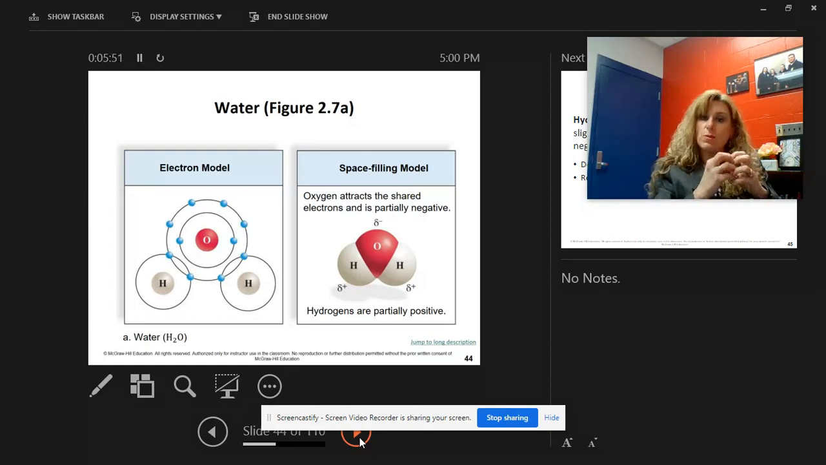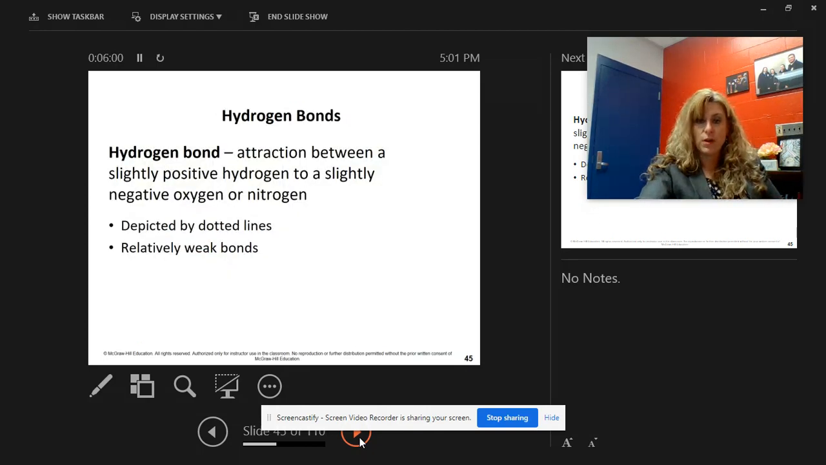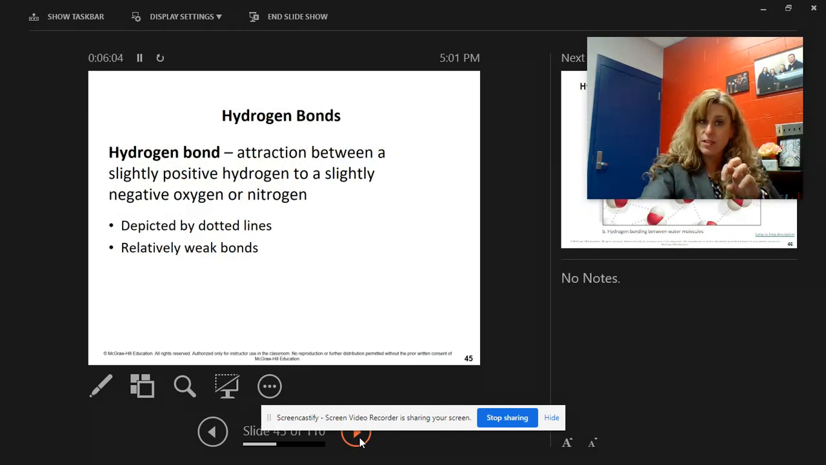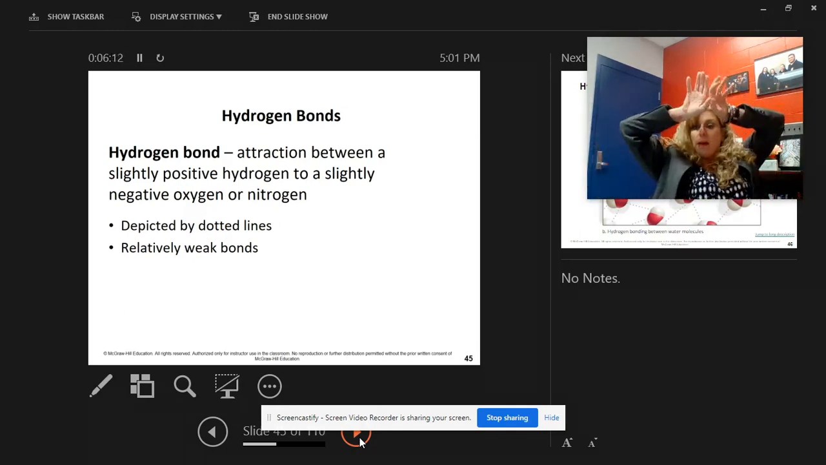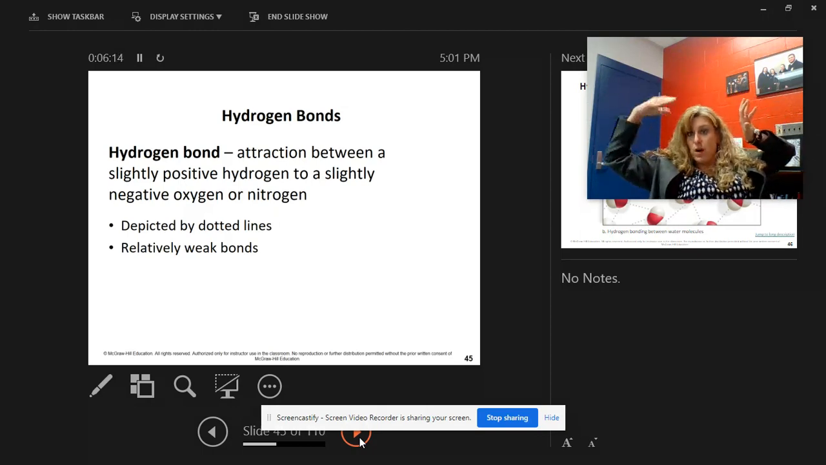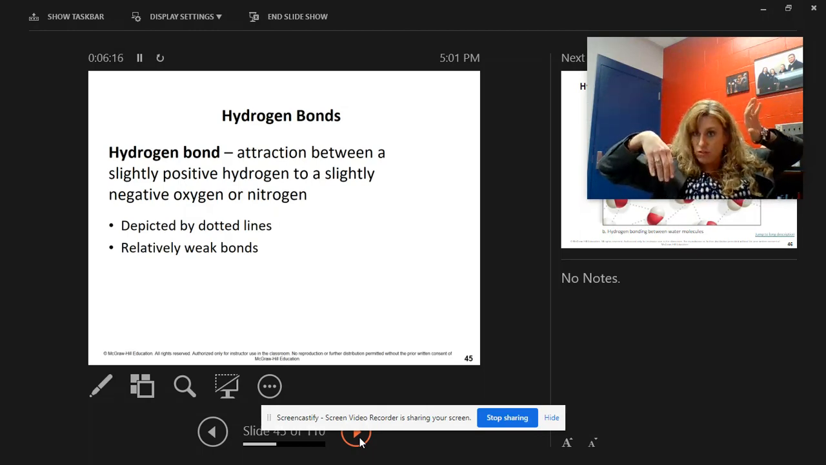And they bond with hydrogen bonds, which are weak bonds between water molecules. So those are hydrogen bonds. And so that slightly positive hydrogen is attracted to that slightly negative oxygen. And these are relatively weak. Thank goodness, because that's why you're not dead after you jump into the swimming pool. Those bonds are weak, so you break those bonds, being able to go below the surface of the water.